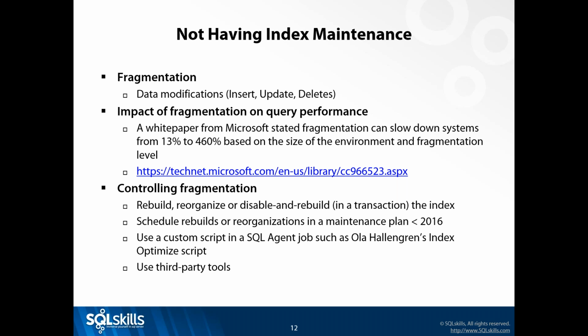And how do we do it? We talked about the statistics with sp_updatestats. With fragmentation, we control it by rebuilding, reorganizing, or you can disable and rebuild an index. You can schedule rebuilds or reorganizations within a database maintenance plan. I say this is for versions of SQL Server earlier than 2016. With SQL Server 2016, you can now schedule reorganization or rebuilds based upon fragmentation levels. But in SQL Server 2014 and below, you could choose to rebuild everything or reorganize everything. There wasn't a whole lot of logic outside of that.